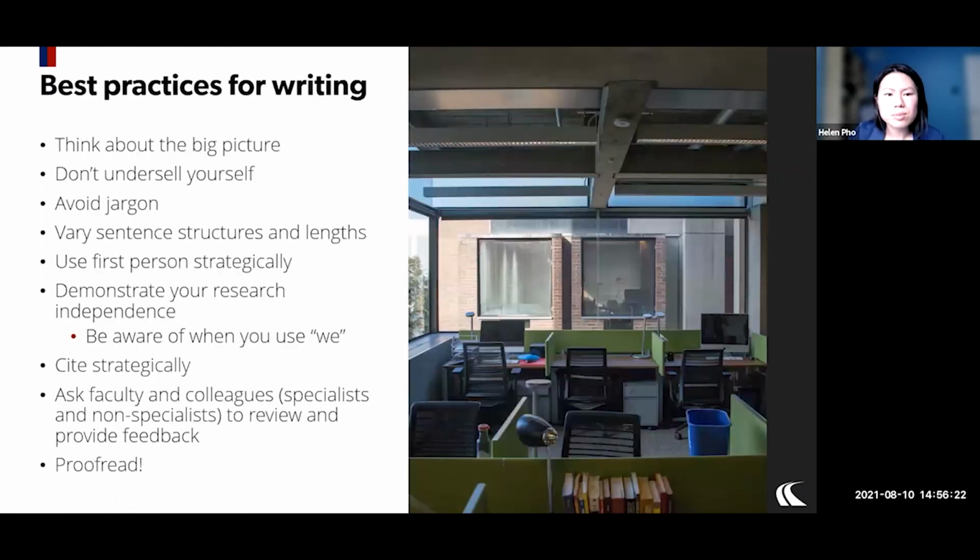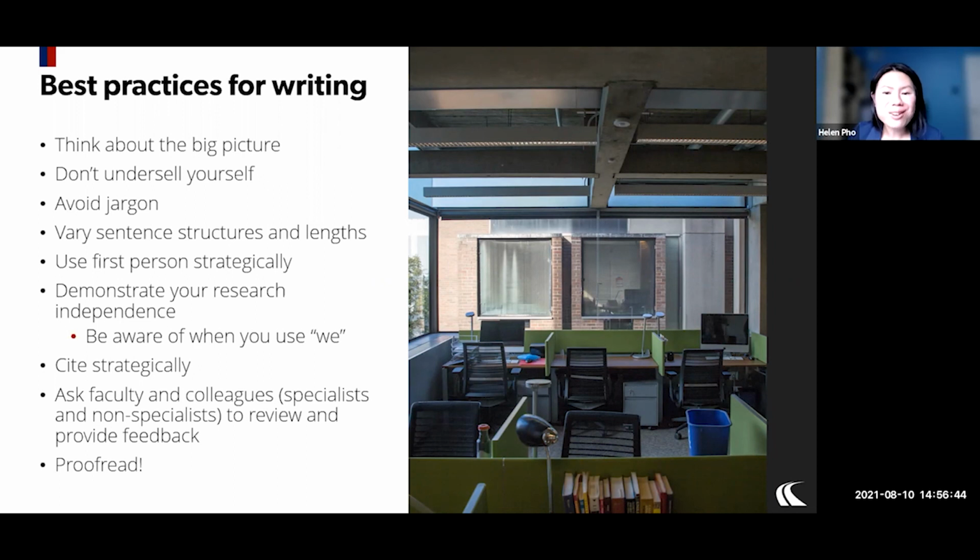So, a couple of best practices for the writing itself. Again, I do think it's important to keep in mind the bigger picture, because the audience might not be specialists in your field, and it's the bigger picture research agenda that's going to resonate with them.